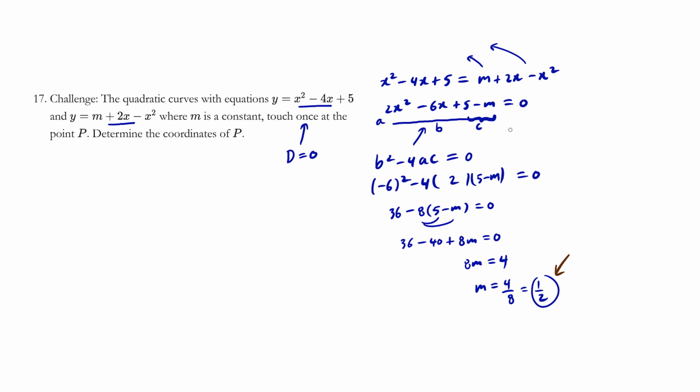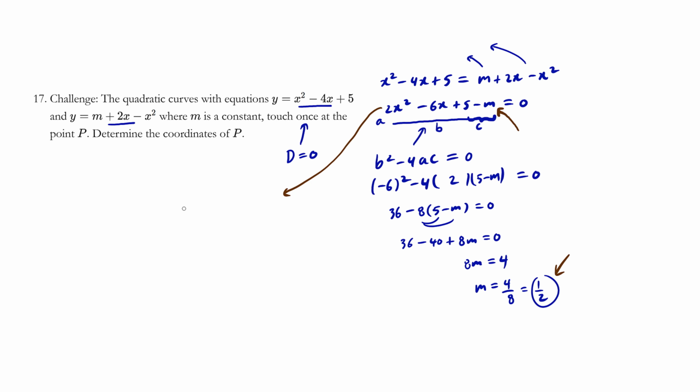So now that we found m, we can focus on solving this quadratic. This is going to reveal where the graphs hit. So we're trying to solve 2x squared minus 6x plus 5 minus 1/2. What is 5 minus 1/2? That's the same thing as 10 over 2 minus 1 over 2, which is 9 over 2. So our new quadratic is this here. To solve this quadratic, you can try multiplying both sides by 2, you can try completing the square. Let's just use the quadratic formula.